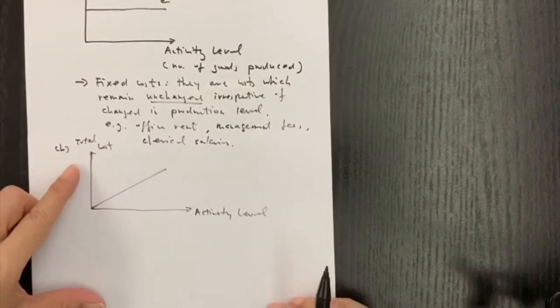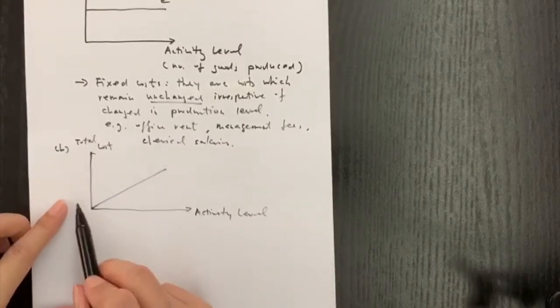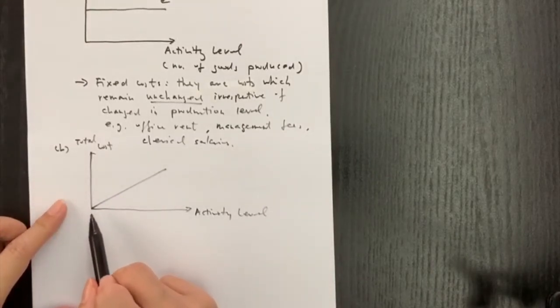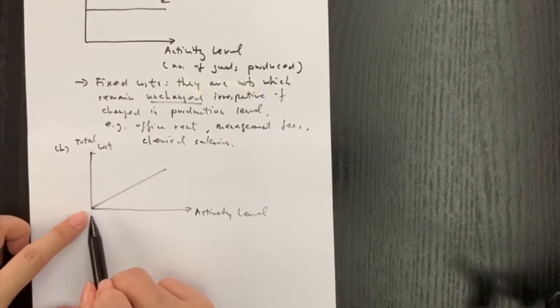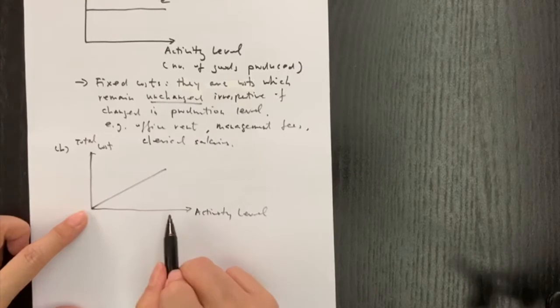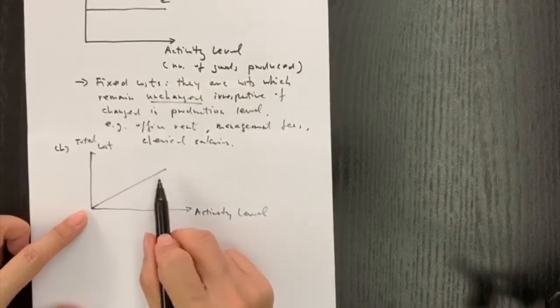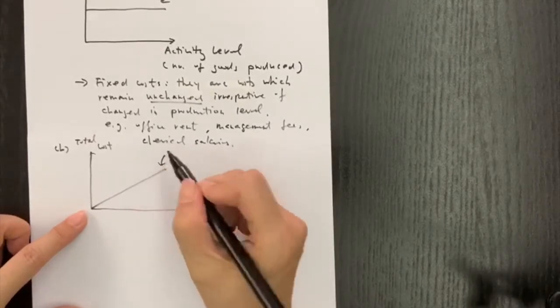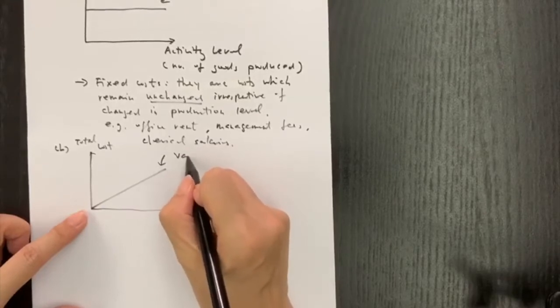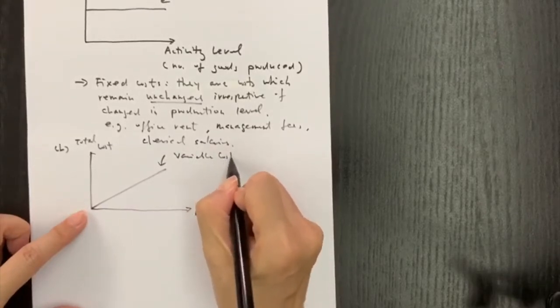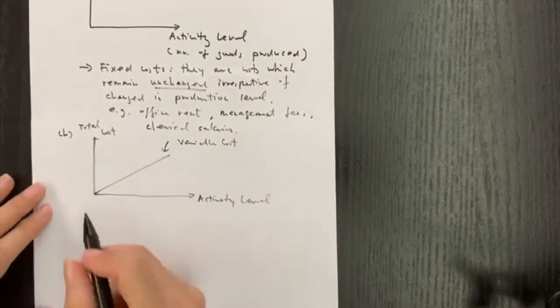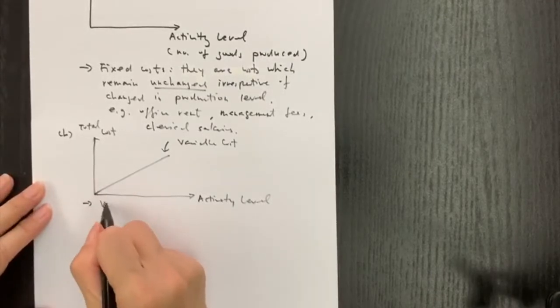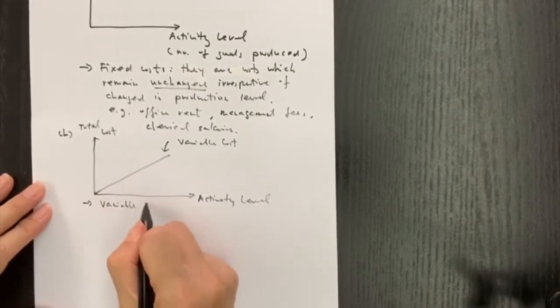Okay, so next we have another diagram. Now the line here starts at the origin, starts at 0. That means if we produce nothing, we don't need to spend any costs. And then if we produce more, we have more total costs. So therefore, this line represents the variable costs. Okay, and here is the meaning of variable costs.